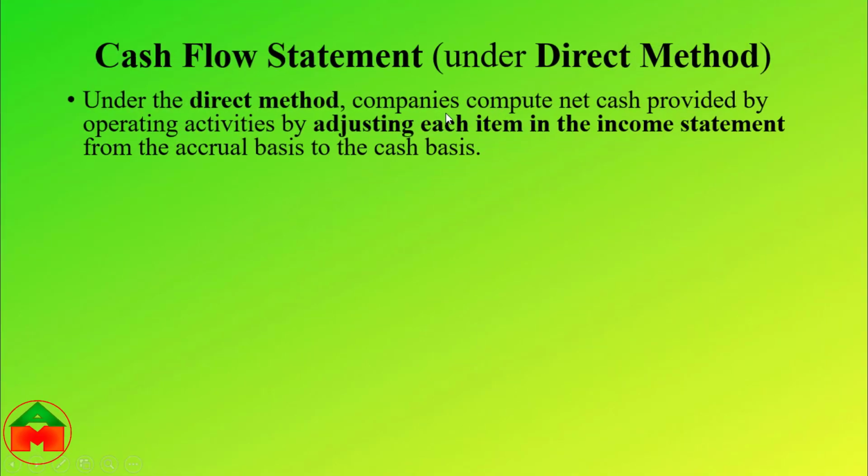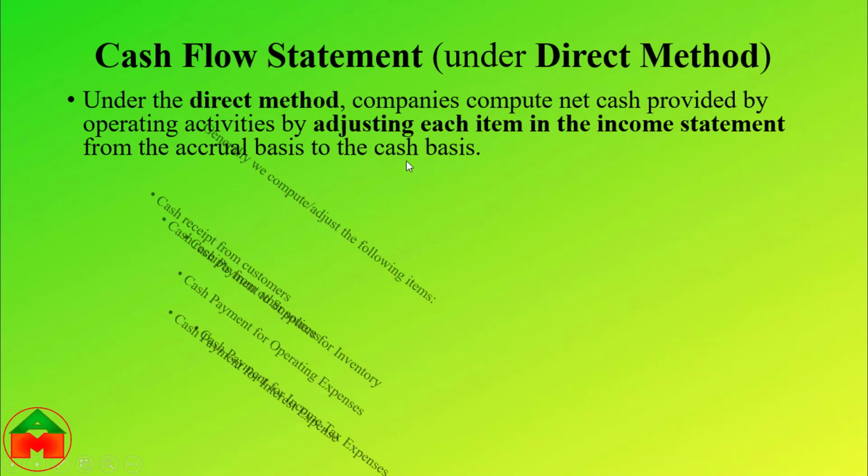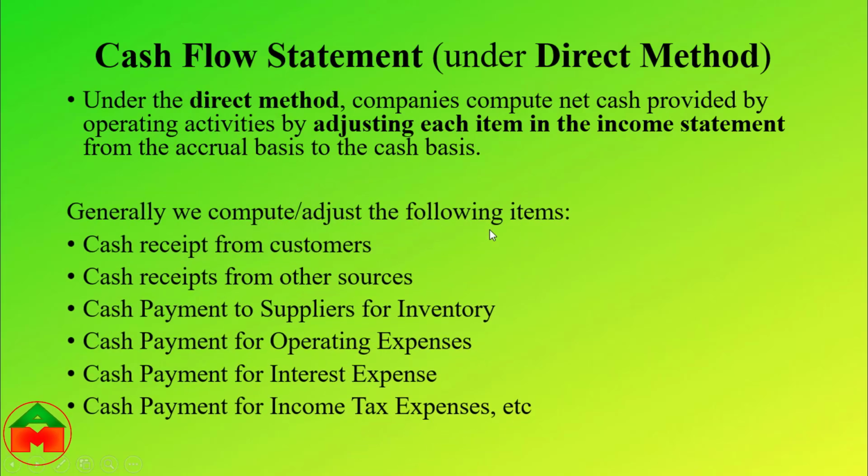Under the direct method, companies compute net cash provided by operating activities by adjusting each item in the income statement from the accrual basis to the cash basis. Generally, we compute or adjust the following items for the direct method: cash received from customers, cash receipts from other sources, cash payment to suppliers for inventory, cash payment for operating expenses, cash payment for interest expenses, cash payment for income tax expenses, etc.